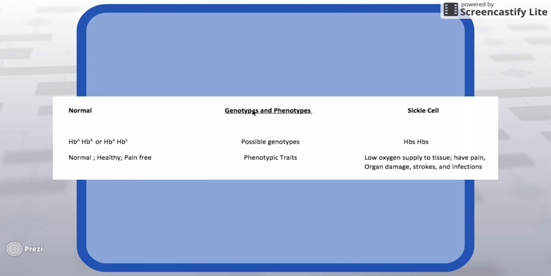Genotypes and phenotypes. If you don't have sickle cell anemia, your genotype is HbA-HbA or HbA-HbS, and your phenotype is normal, healthy, pain-free. If you have sickle cell anemia, your genotype is HbS-HbS, and your phenotype is low oxygen supply to tissue. You have pain, organ damage, strokes, and infections. Also, African Americans are more susceptible to sickle cell anemia. 1 in 500 African Americans have it.